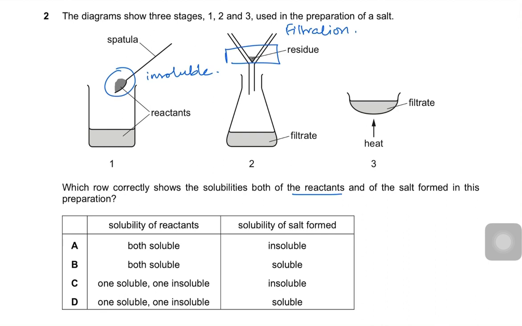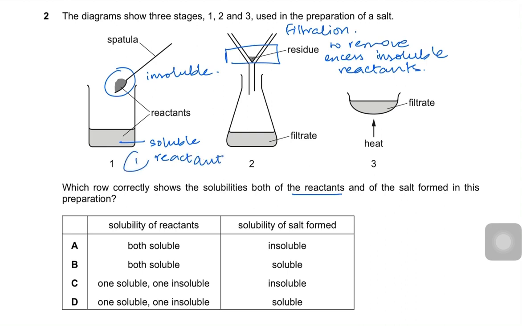If you do filtration to remove excess insoluble reactants, for example, if you were using iron oxide or iron carbonate, zinc oxide, zinc carbonate, copper oxide, copper carbonate, these are insoluble reactants, and this is definitely a soluble reactant because it is here in the beginning. So you had one soluble reactant, the other was an insoluble reactant, and then finally your salt seems to be soluble because you are collecting it by crystallization. You do crystallization only for the soluble salts. So apparently the salt is soluble, but the reactants were soluble and insoluble. So I believe D for doctor is the right answer.